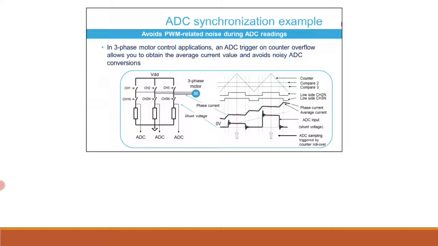The 2 bottom waveforms represent the current in the motor phase and the image of the current obtained on the shunt resistors. With this low cost topology, the voltage can only be measured when the low side switches are on, which explains the square wave shaped signal obtained on the ADC input.